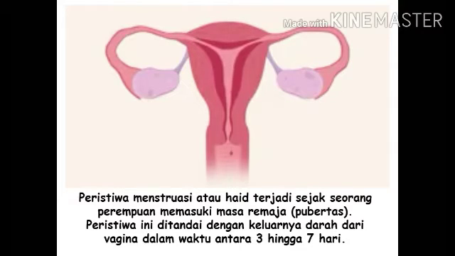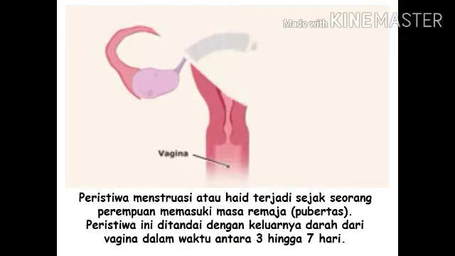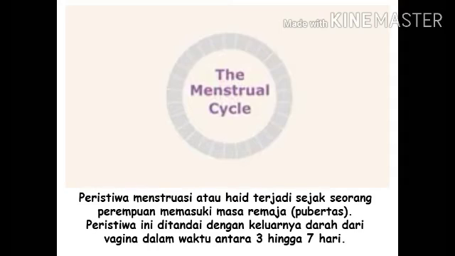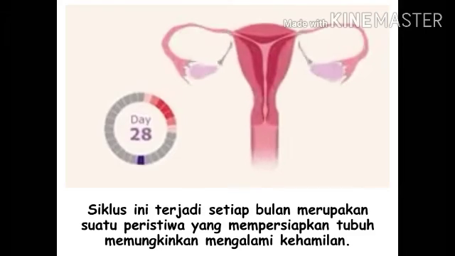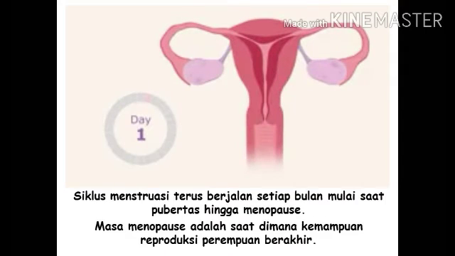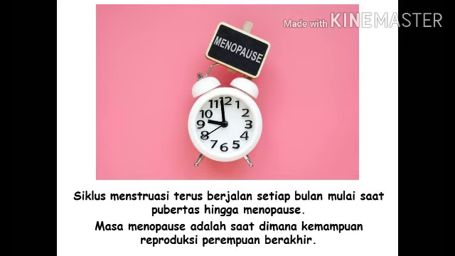Menstruation occurs since a woman enters puberty. Menstruation is characterized by blood coming out from the vagina for 3 to 7 days. This cycle occurs every month and is an event that prepares the body for pregnancy. The menstrual cycle continues every month from puberty to menopause. Do you still remember the meaning of menopause? Menopause is the time when a woman's reproductive capacity ends.